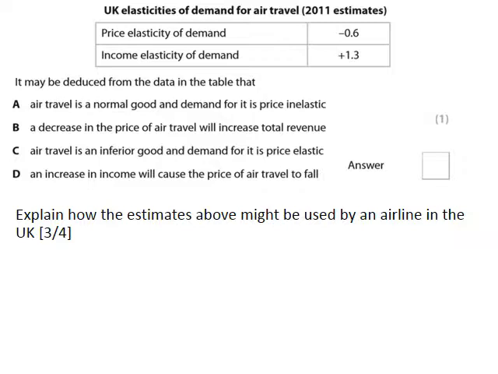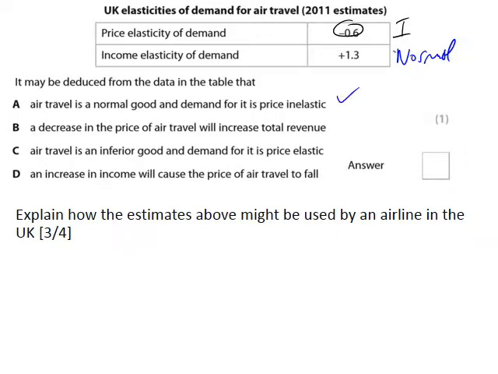So if we have a look up here, you've got minus 0.6, so it's greater than minus 1, so that is inelastic. And also just the fact that it's 0 point something should tell you it's always inelastic. PED is always negative. In terms of income elasticity of demand, it's got a positive relationship, so if incomes are increasing then demand would be increasing, so we do know that this is a normal good as well. So straight away we know that A is the correct answer.